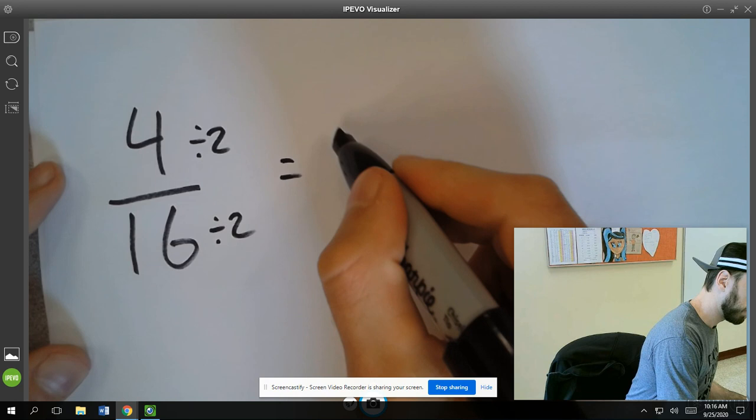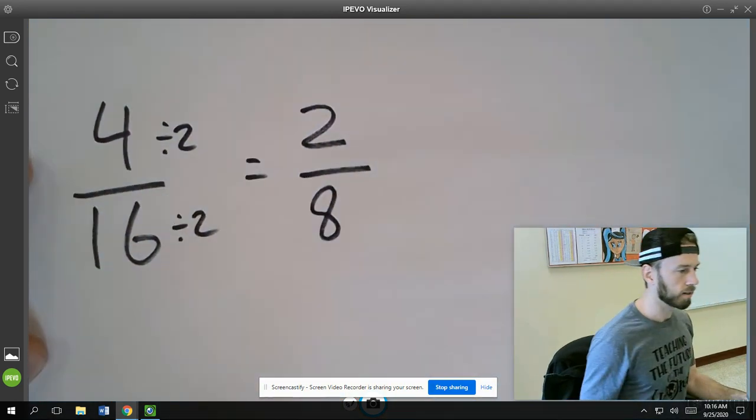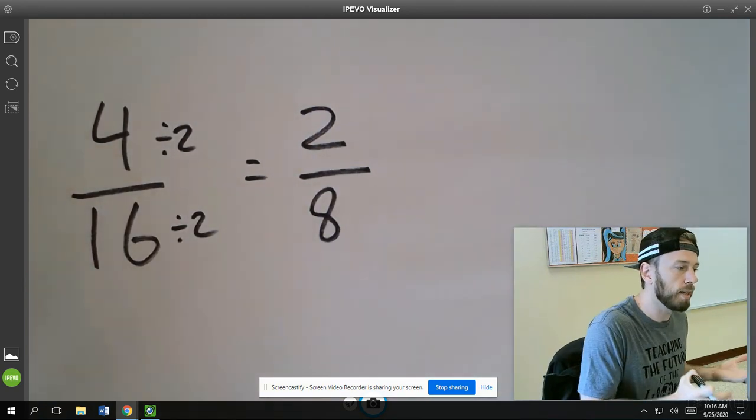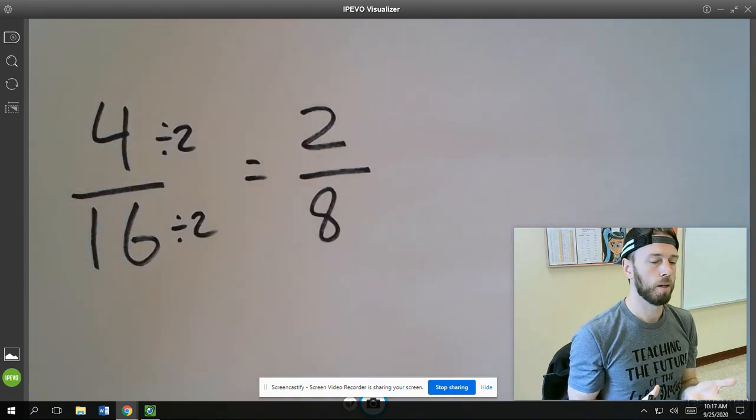4 divided by 2 is 2, and 16 divided by 2 is 8. So that gets me a simpler fraction. 2/8 and 4/16 are the same amount, but 2/8 is simpler.